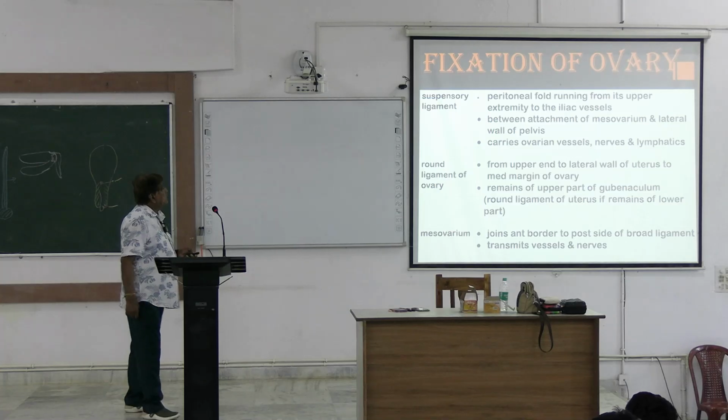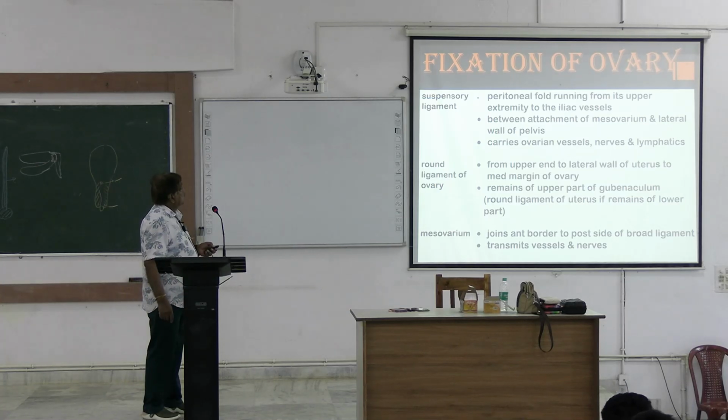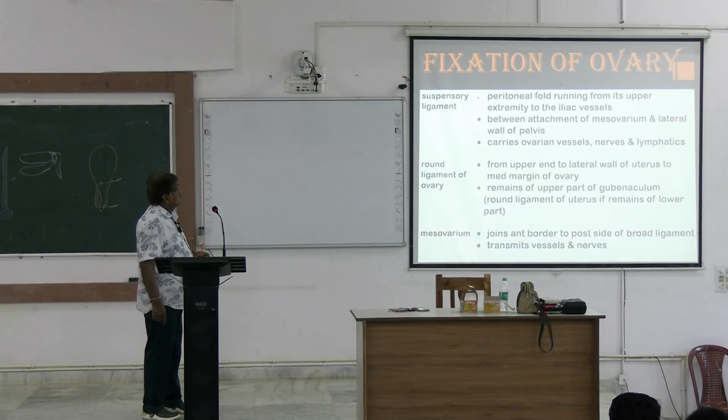Now, suspensory ligament, fixation of the ovary. The suspensory ligament is a peritoneal fold running from its upper extremity to the iliac vessel, between the attachment of the meso-ovarium and the lateral wall of the pelvis. It carries ovarian vessels, nerves and lymphatics.